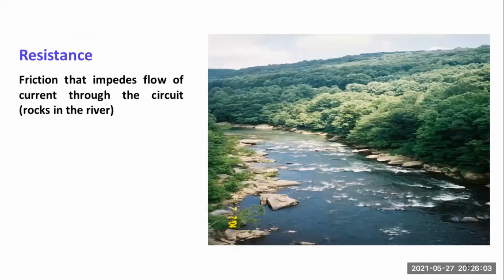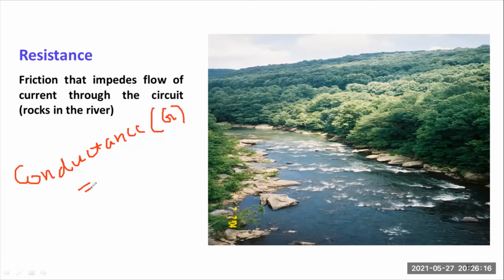Similarly, if I talk about resistance, I have to explain one more term, that is called conductance. Conductance we normally represent by the letter G. Conductance is nothing but the reciprocal of resistance. The unit is Siemens, which means the inverse of ohm. You can say it is R inverse.